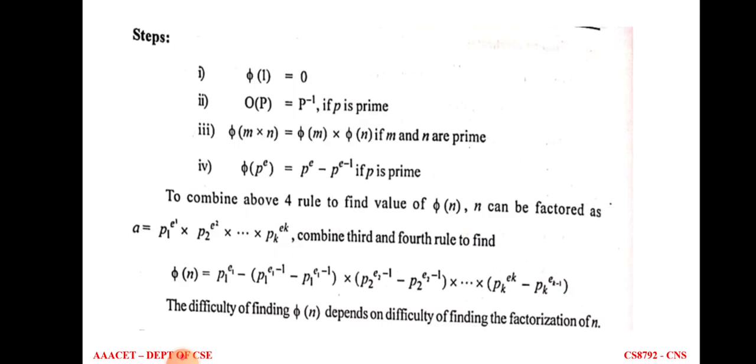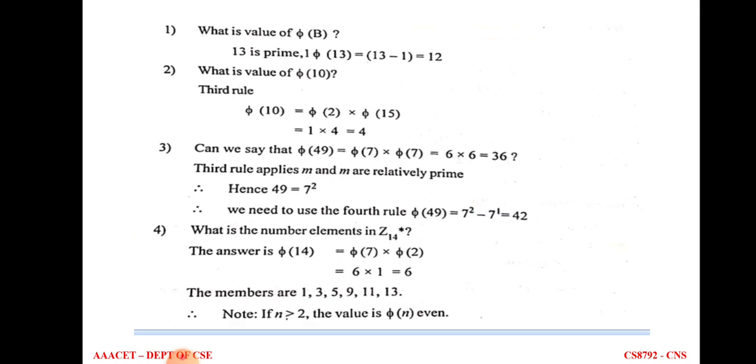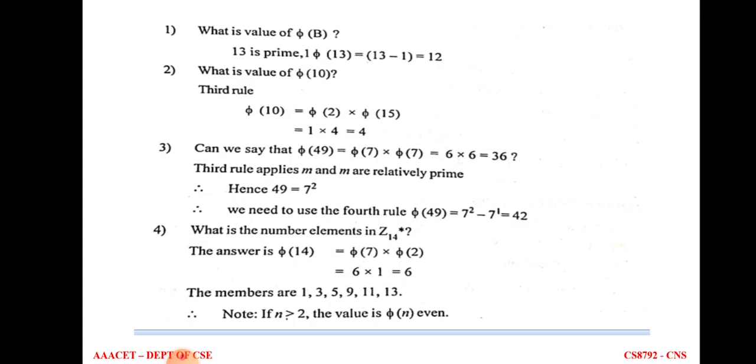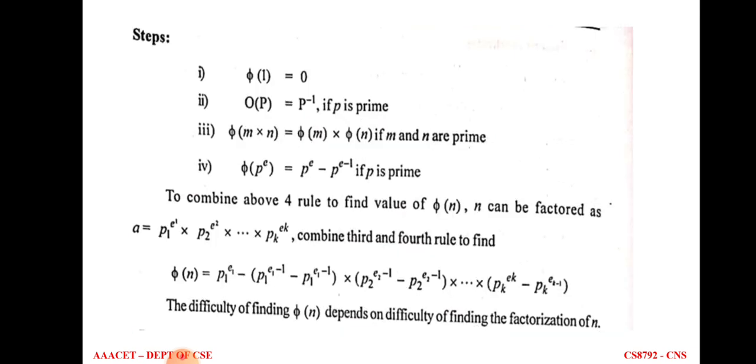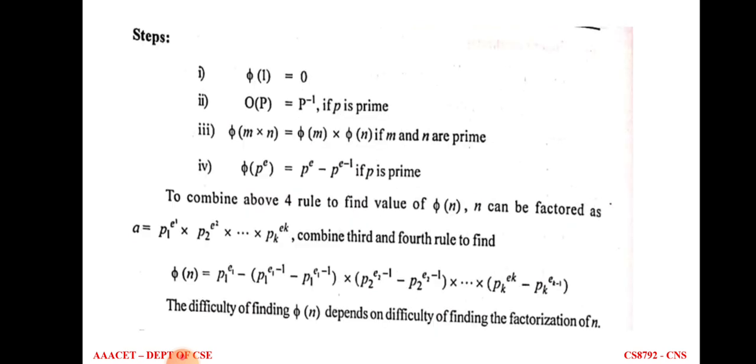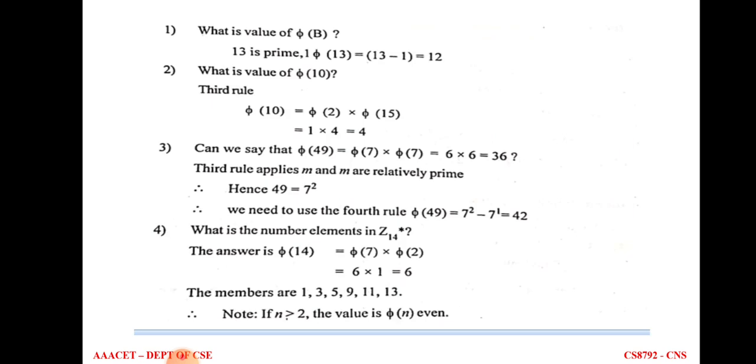So here in that case we deal with the fourth rule, that is phi of p power e. So we can write 49 in that format, p power e, that is 7 power 2. So we can write p power e minus p power e minus 1. Here p is a prime, so the prime number is 7. So we apply 7 power 2 minus 7 power e minus 1. Here the e value is 2, so 2 minus 1 is 1. So 7 power 2 minus 7 power 1 is equal to 49 minus 7, which is 42. So this is the result of applying the fourth rule.